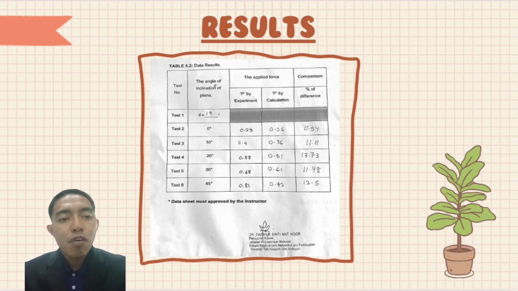After that, test 4. When the angle is 20 degrees, the applied force by experiment is 0.58 and by calculation is 0.51. The comparison percentage of differences is 13.73. Next, test 5. The angle of inclination of the plane is 30 degrees. The applied force by experiment we will get 0.68 and by calculation 0.61. The percentage of differences is 11.48.